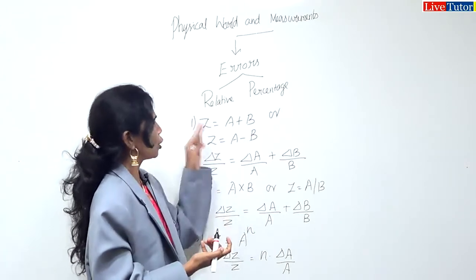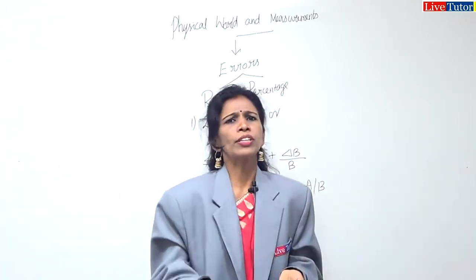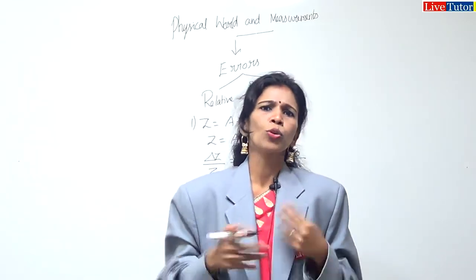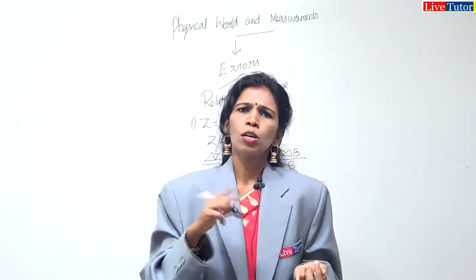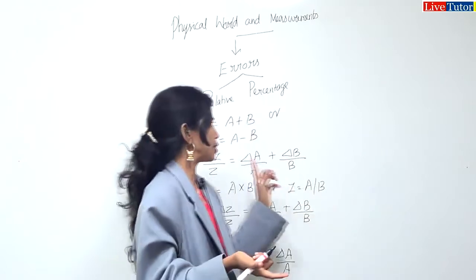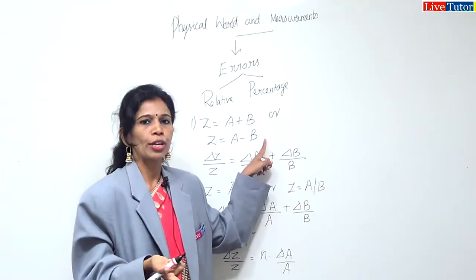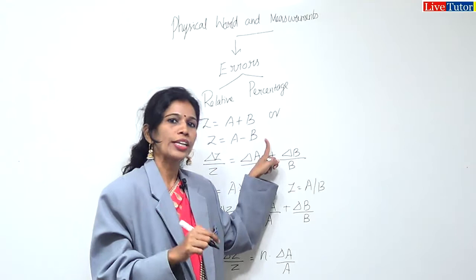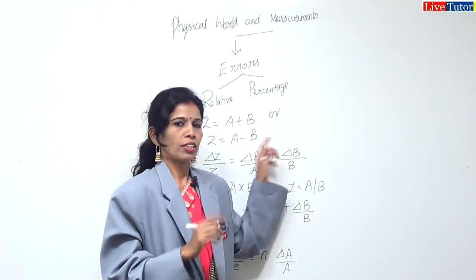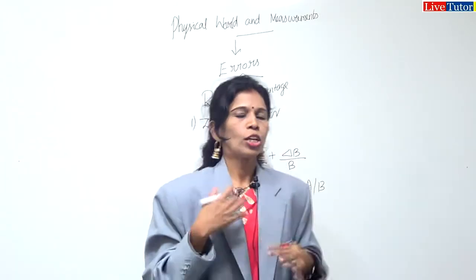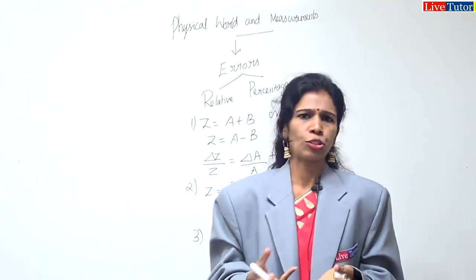So, I have only told you about relative error. What about the percentage error? It's very simple. How do we calculate percentage normally? By multiplying by 100%. If you multiply this relative error by 100%, you will get percentage error. That's all about this error concept. Now, let us solve some problems related to this.